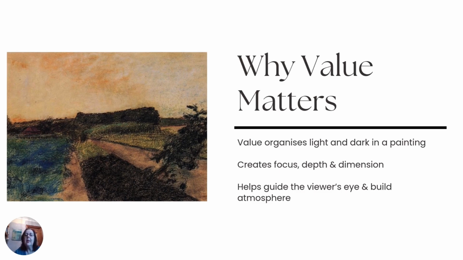There are three key ways value shapes an abstract landscape. Value and focus. Focus guides the viewer's eye, drawing attention to certain areas while allowing others to recede. In Landscape on the Orne, the interplay of dark foreground shapes against a luminous background directs focus and adds visual weight. Value and depth. Lighter and darker areas create a sense of space, making some parts of the painting feel distant while others feel closer.